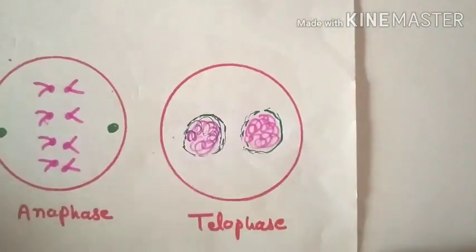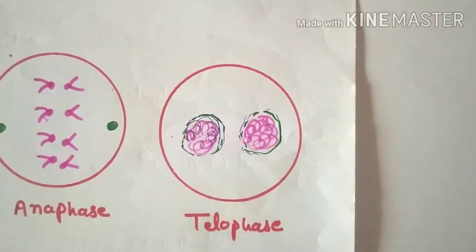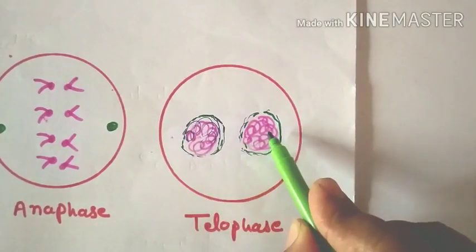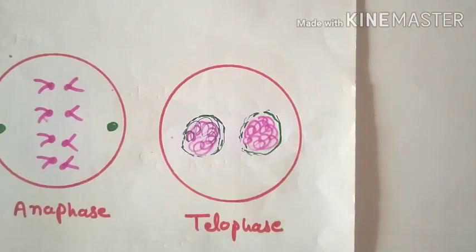See, this is the telophase. Telophase is nothing but a reverse prophase. In the anaphase, the chromosomes move to the opposite poles. So these are the two different sets of chromosomes. And in the telophase, what happens when they reach the opposite poles?